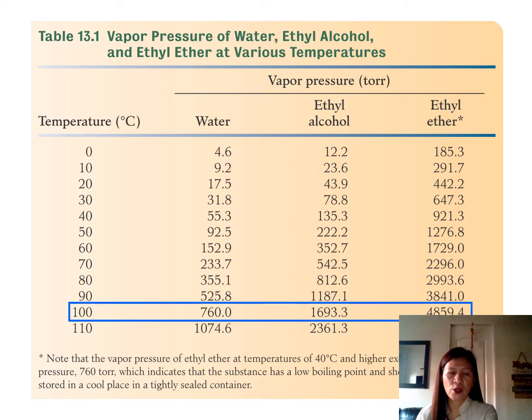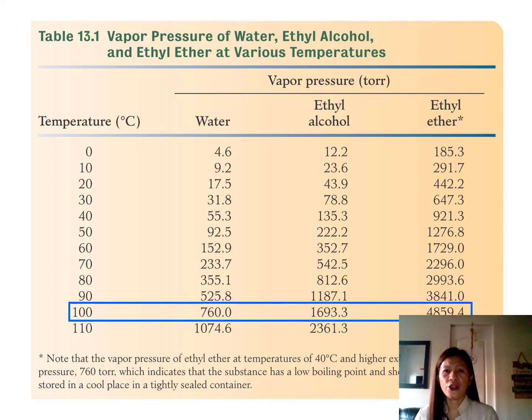So comparing the boiling point of, or rather the vapor pressure of the three liquids, water, ethyl alcohol, and ethyl ether, at 100 degrees Celsius, as we know, water starts to boil. The boiling point of water is 100 degrees Celsius. The vapor pressure of water at that temperature, 100 degrees Celsius, is 760 torr. So 760 torr vapor pressure of water is equal to the atmospheric pressure, 760 torr. At that temperature, the vapor pressure of ethyl alcohol is already at 1693.3, and that of ethyl ether is already at 4859.4. So that's how the vapor pressures of the three differ.